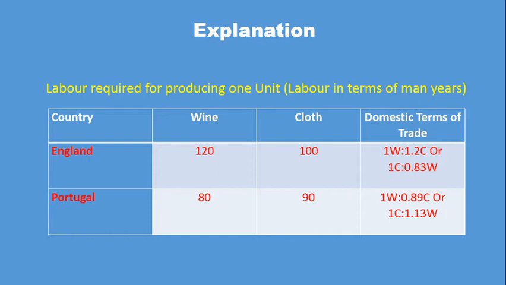Suppose international terms of trade is 1 unit of wine is equal to 1 unit of clothes. Then England will save cost of 20 man years labor on import of wine. Likewise, Portugal obtains 1 unit of clothes at a cost of 1 unit of wine. Then it will save 10 man years labor through international trade by importing cloth. This can be illustrated diagrammatically.